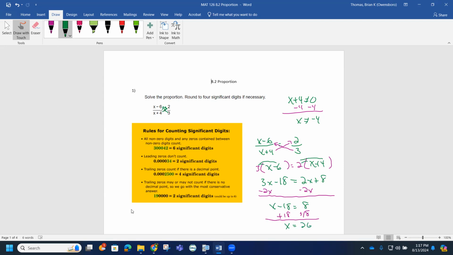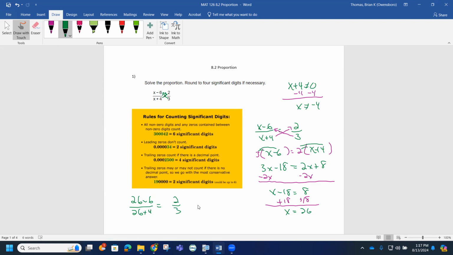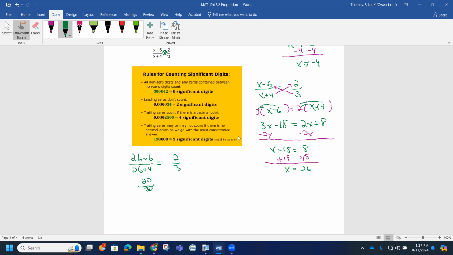So if we check this, 26 minus 6 over 26 plus 4, does that equal 2/3? That's going to be 20 on the top and 30 on the bottom. Does 20/30 equal 2/3? Remember, fractions can be reduced if there's a common divisor, such that if you divide the top and bottom by 10, you can drop those zeros and you would indeed get 2/3 equals 2/3. So it does check out.